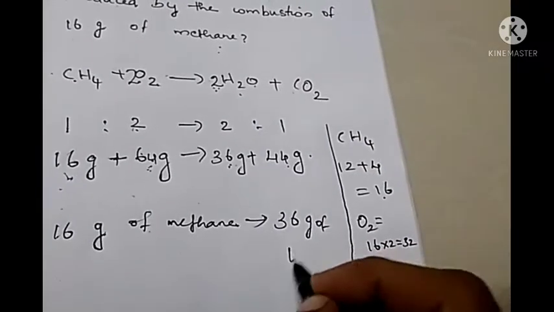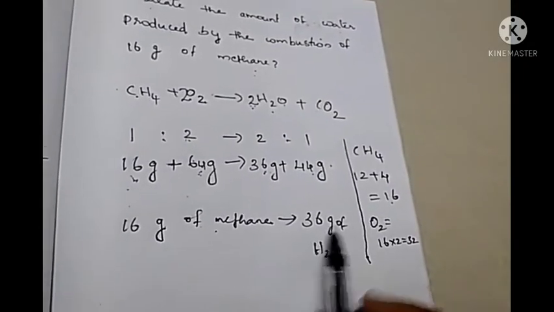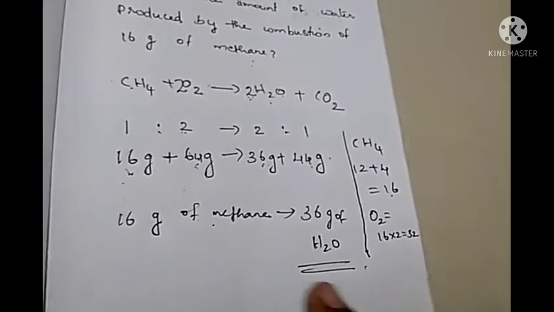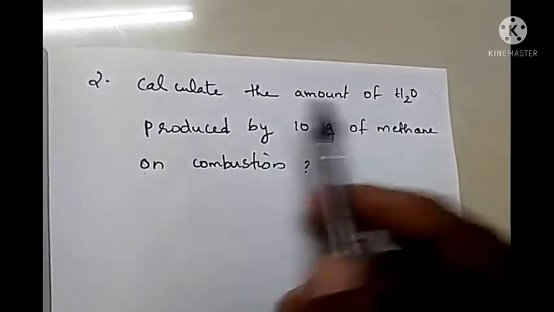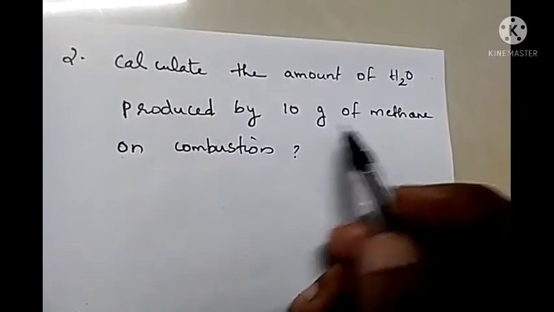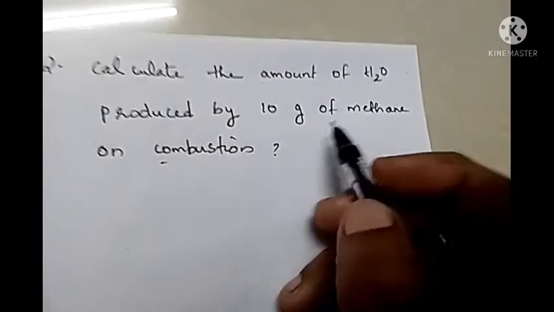Okay, 36 gram of water. So 16 gram of methane on combustion produces 36 gram of water. Now the second question is, calculate the amount of water produced by 10 gram of methane on combustion. So here also the same chemical reaction, that is combustion of methane.